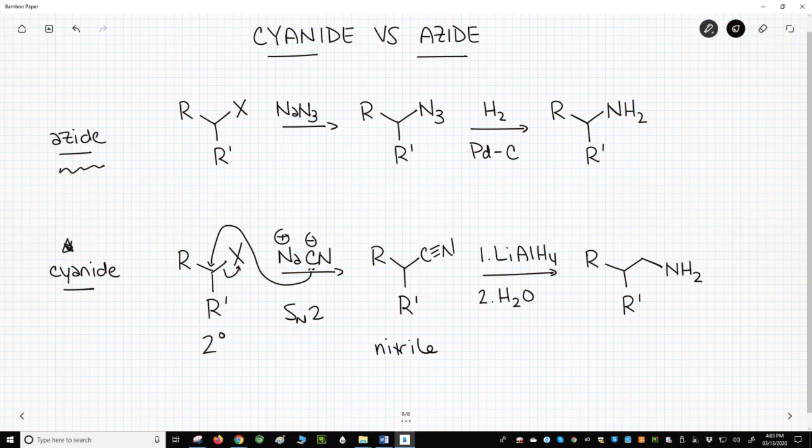not an amine. We can reduce the nitrile to an amine with a strong reducing agent, like lithium aluminum hydride. The cyanide chemistry is not the same as azide. Cyanide adds an additional carbon into the product, which is sometimes actually very handy. All these methods form primary amines with just one R group on the amine nitrogen.